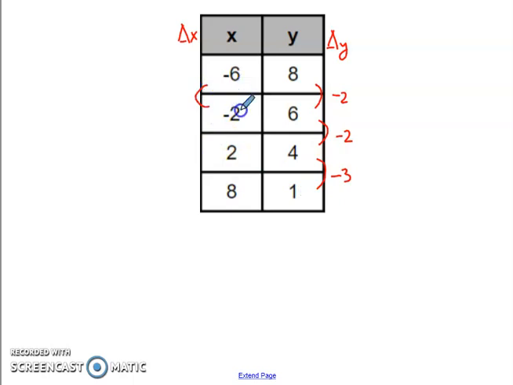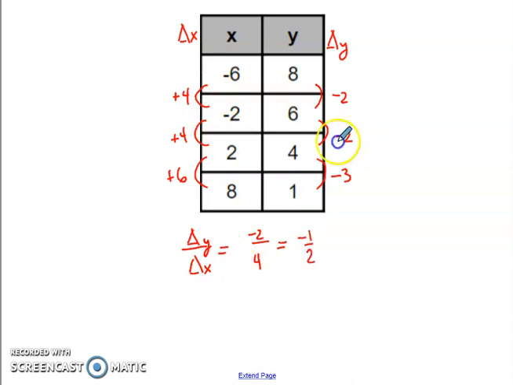All right, over here we're going negative 6 to negative 2. We're getting more positive, plus 4. Negative 2 to 2 is plus 4. And then 2 to 8 is plus 6. Okay, so now we do change in y divided by change in x equals, change in y, negative 2, over change in x is 4. Simplify, simplify, simplify, negative 1/2.